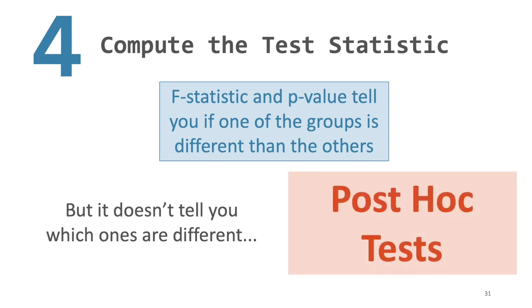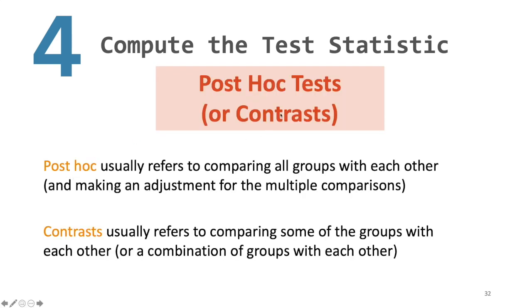To do that, we're going to do what's called post hoc tests. It also can be called contrasts. Post hoc usually refers to comparing all groups with each other and making an adjustment for the multiple comparisons. We're going to talk about what that means in a minute. Whereas contrast usually refers to comparing some of the groups with each other based on predetermined questions. In other words, we use the ANOVA to see if there's any differences, and if we find a difference, if the F statistic is significant, then we dive in and see where those differences are.